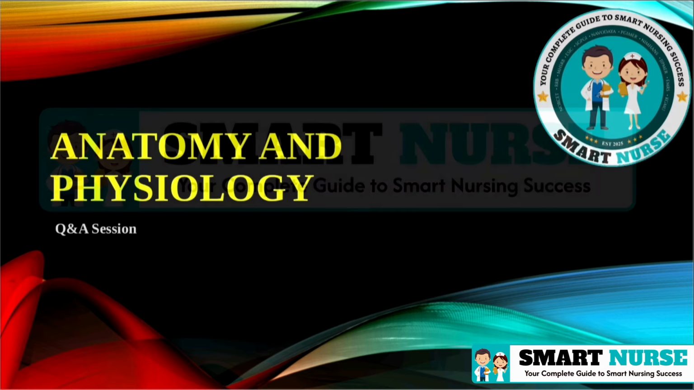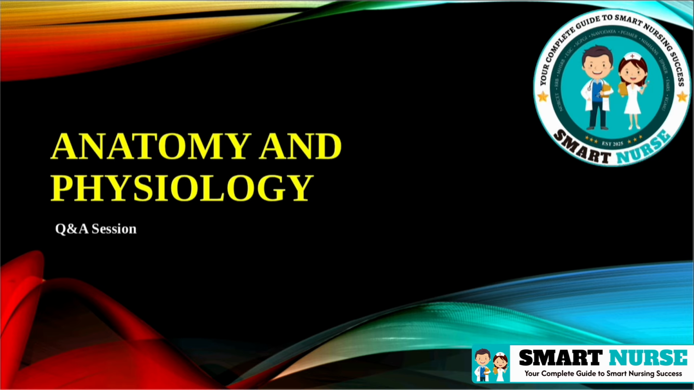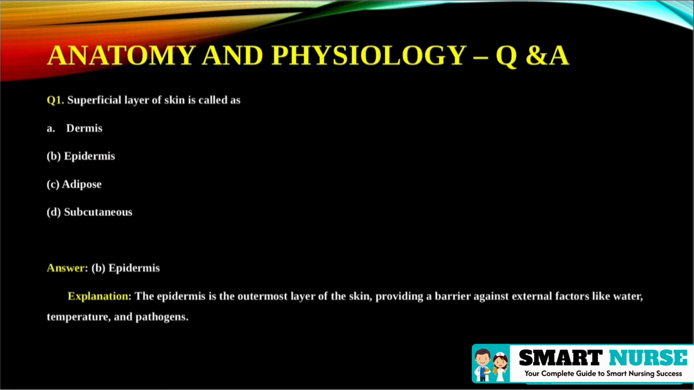Today we will discuss few questions related to anatomy and physiology. So the first question is, superficial layer of skin is called as. Options are option A dermis, option B epidermis, option C adipose, option D subcutaneous.